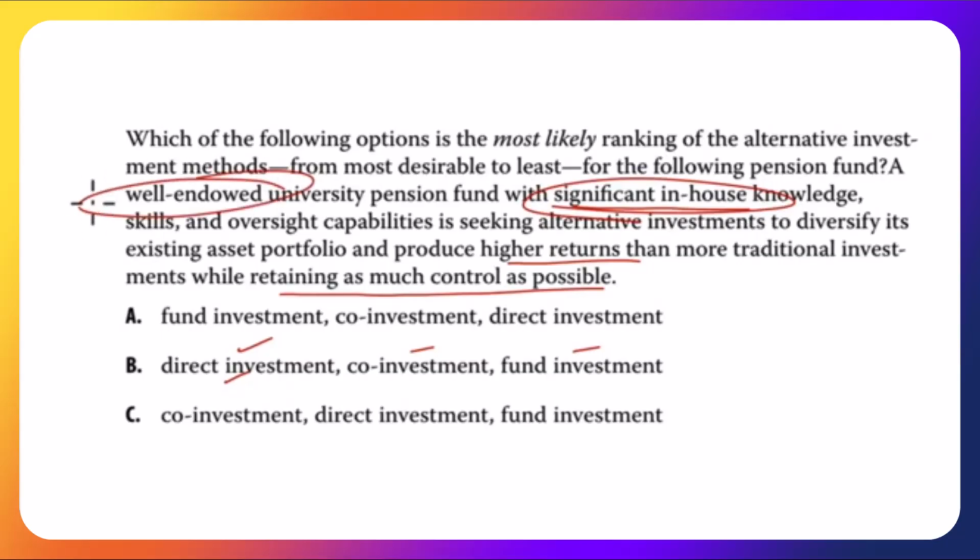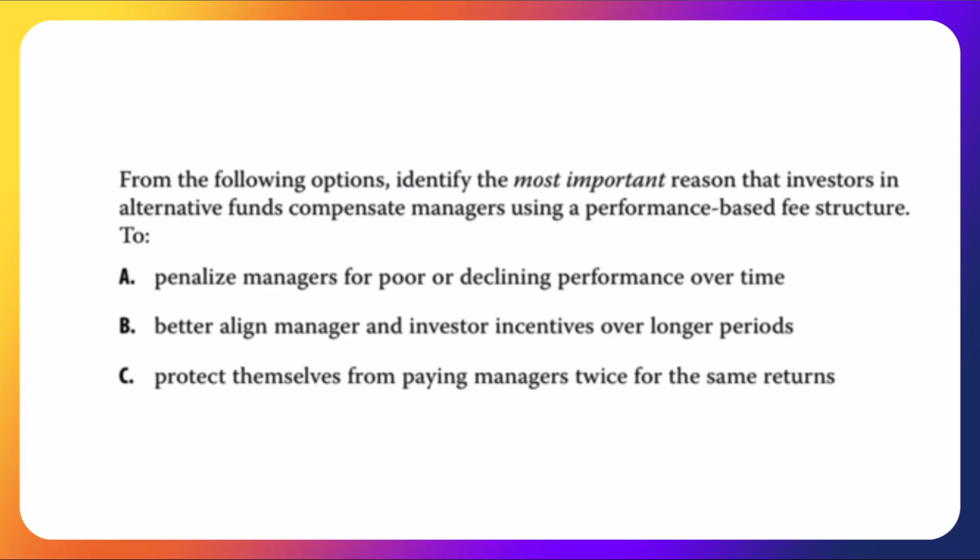From the following options, identify the most important reason that investors in alternative funds compensate managers using a performance-based fee structure. And in the reading, we said that they do that so that they align interests, that the limited partners and the general partners have aligned interests. So that's what we're looking for. Penalize managers for poor declining performance over time. That would be a clawback provision. We can get rid of that. Better align manager and investor incentives over longer periods. There we go. Protect themselves from paying managers twice for the same return. That is a high watermark. B.